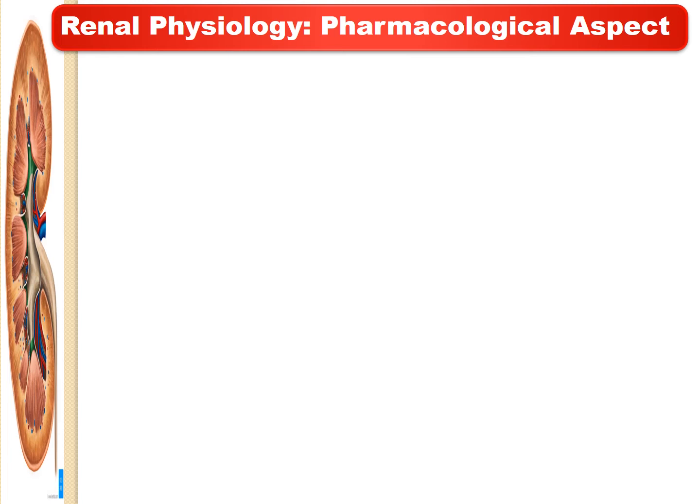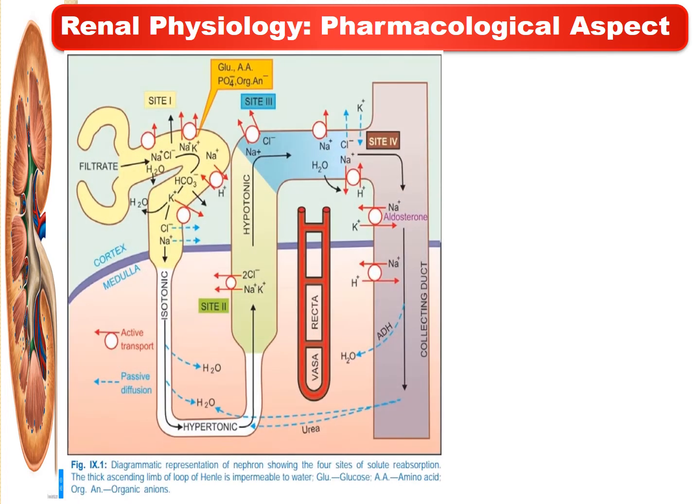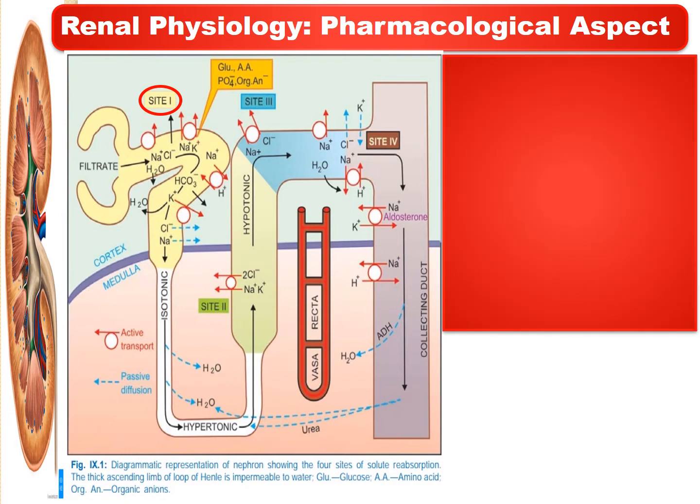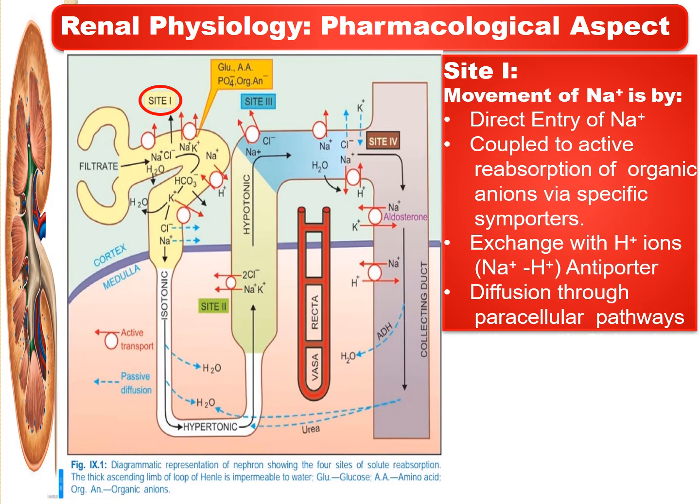For simplification, tubular reabsorption can be divided into the four sites that we already discussed earlier. Here again, we will discuss in detail the pharmacology of each and every site. The site 1. See in this diagram, it is clearly seen. What happens in site 1, I summarize over here. The movement of sodium takes place by four mechanisms. First, the direct entry of sodium.